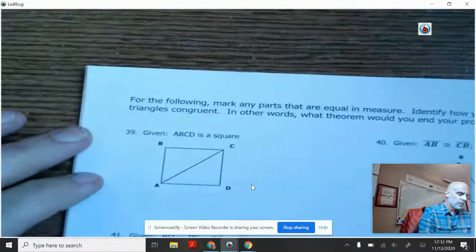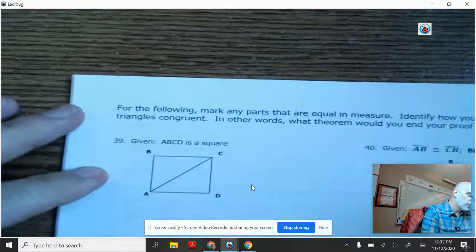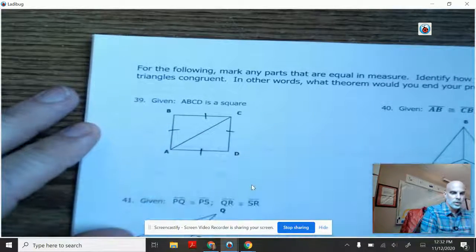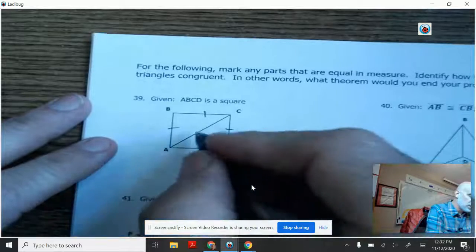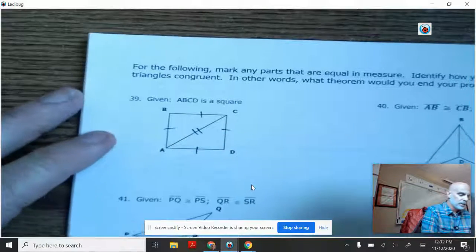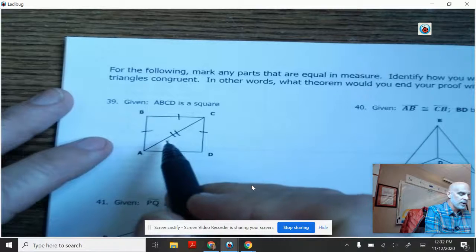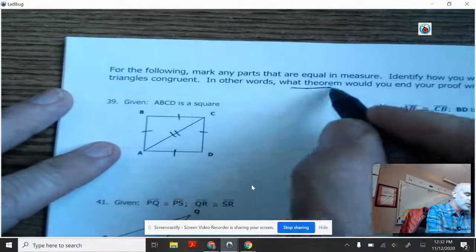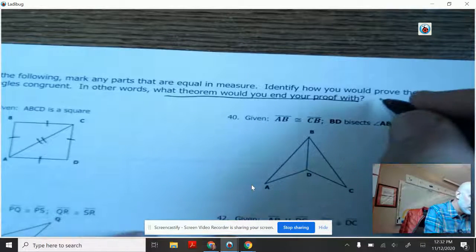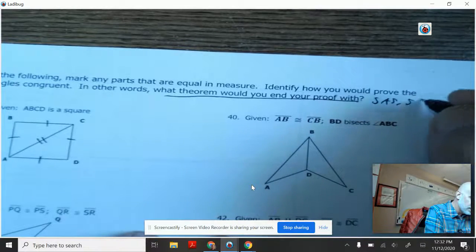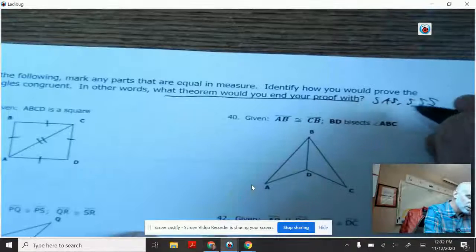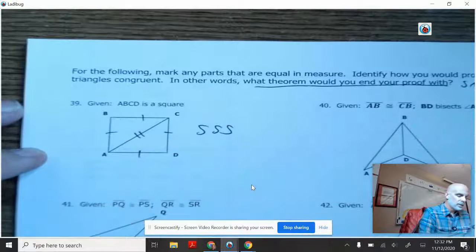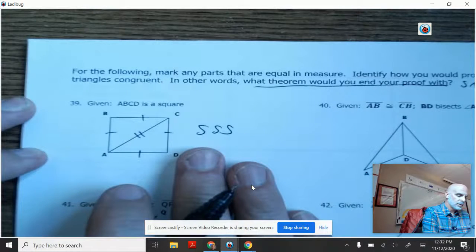So, a simple one right here is ABCD is a square. Well, what do we know about squares? Well, I know that all sides are congruent in a square, so I would add those markings. And then I also know that they share this side. That's kind of a given. So I could see immediately right here, without doing all the steps or writing anything out, it just says, what theorem would you end your proof with? That means you're going to end it with either side, angle, side, or side, side, side. So we've learned these two work, and we're still on the lookout for those. And so this one right here would be side, side, side. We don't have to do anything else. It doesn't ask us to.